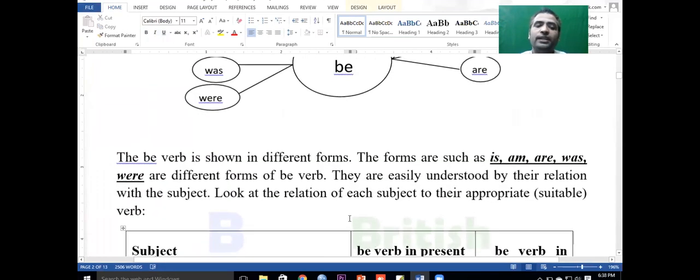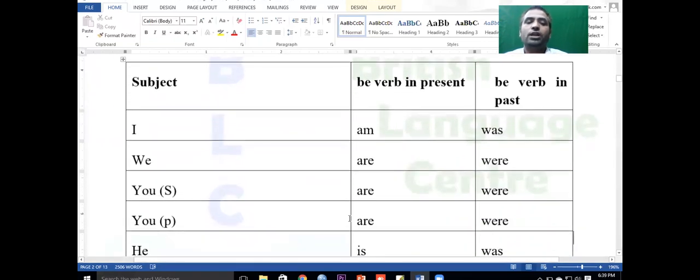So the be verb is shown in different forms. The forms are is, am, are, was, were. They are different forms of the be verb, and they are easily understood by their relation with the subject. Look at the relation of each subject to its appropriate verb. Whenever we try to learn and practice the be verb, it is not a good idea to practice them in isolation. We should connect them with the subjects, because they are dependent. Their forms depend on the subject we use them with. Look at this table. There are subjects of the English language, the be verb in present, and the be verb in past.